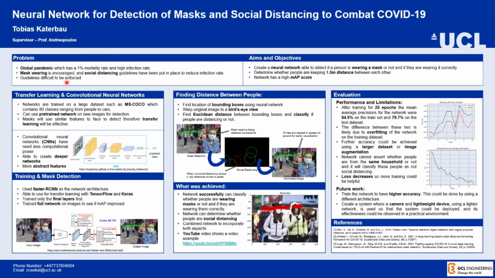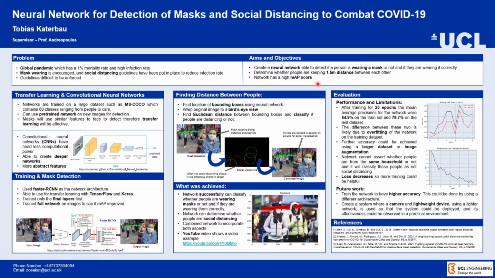The enforcement of these rules is very difficult, so improving this is of the utmost importance in reducing the spread of the virus and getting things back to normal. This project aims to create a neural network that can detect whether a person is wearing a mask and also if they are wearing this mask correctly.